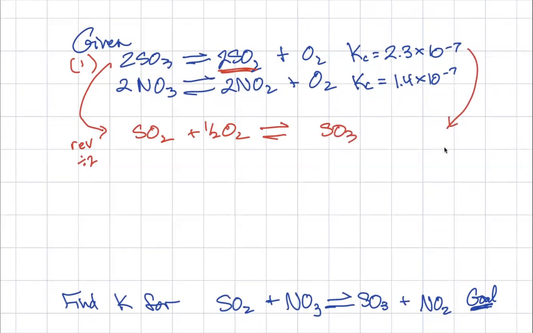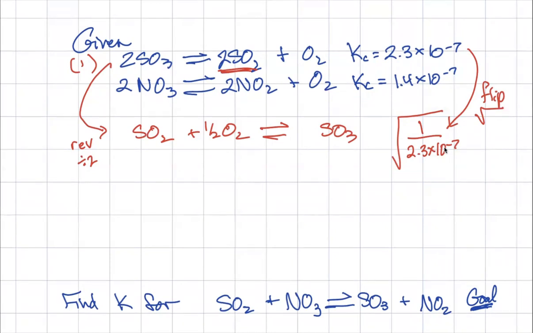So what do I do to my K value? For the reversal, I'm going to flip it. And for the dividing by 2, I'm going to take the square root of the value. So the K for this is going to be 1 over 2.3 times 10 to the negative 7th, square root of that. It doesn't matter whether you square root first or flip first, both work.